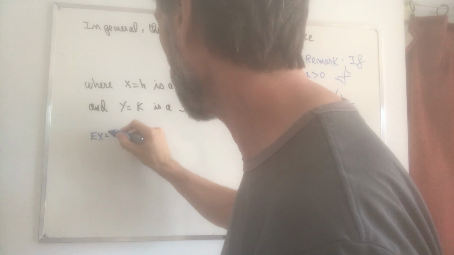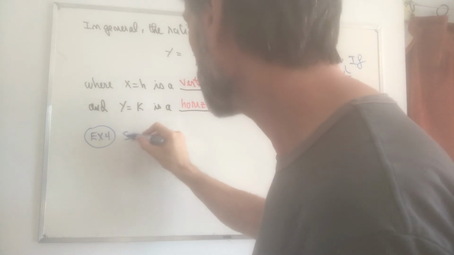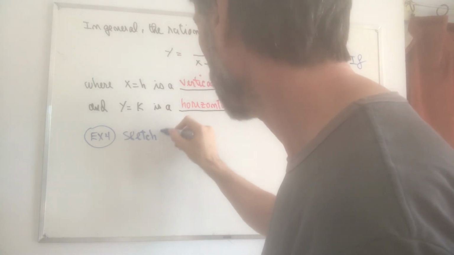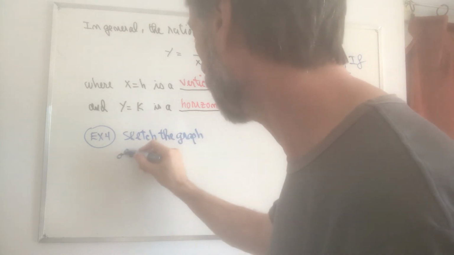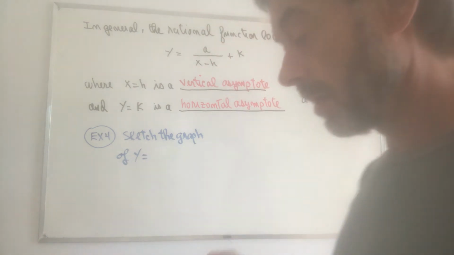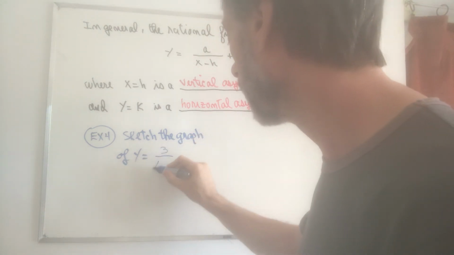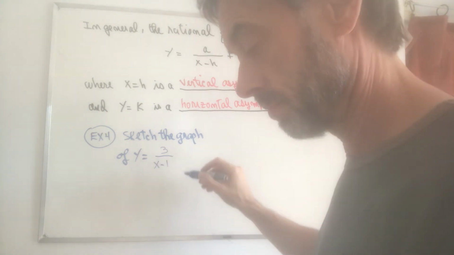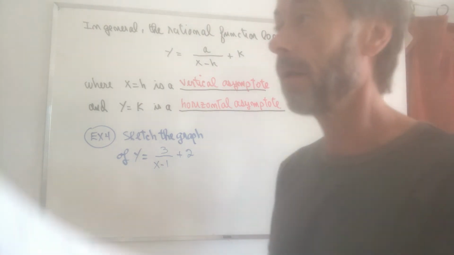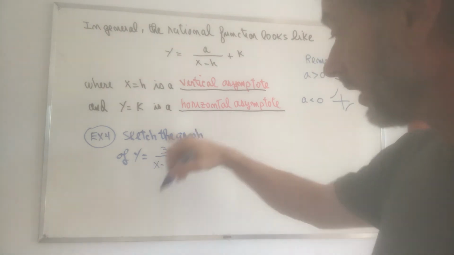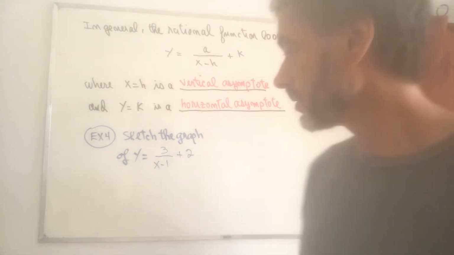So let's take a look at an example here. So I believe in this section, I have it here. This is example 4. Let me just grab this here. Example 4. Sketch the graph of y equals, what do we have? 3 over x minus 1 plus 2. All right, so that's not very, very hard, is it? I mean, we got all the information we need here to actually get the sketch that we want.